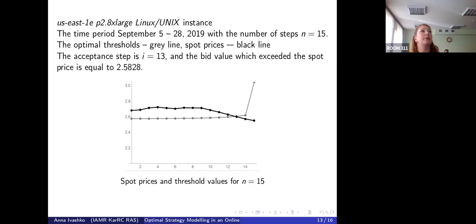For example, consider the next time period, September. The gray line is the optimal threshold, segments of optimal threshold from the previous slide, and the black line is the price dynamics, real data. For this period of time, we obtain that the bid value which exceeds the spot price is equal to this value, and the acceptance step is 13.